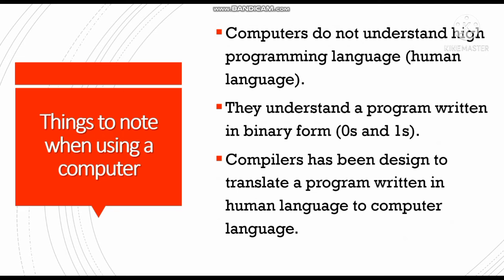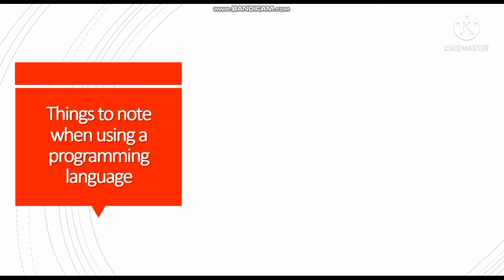Now, how does the computer understand what we command, because we write words in English, French, and the computer is able to understand that? There are compilers that have been designed to translate the high-level language that we humans write and understand into machine code, or machine language, or binary language. So a compiler is software that translates a program written in a high-level language into machine code.